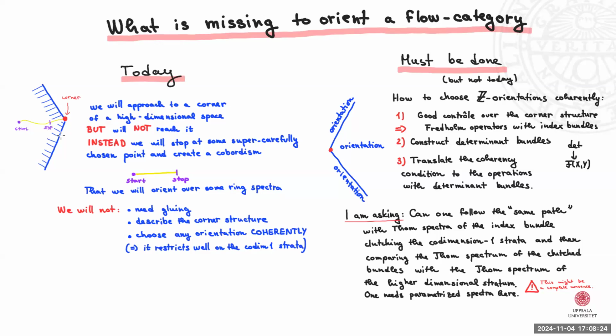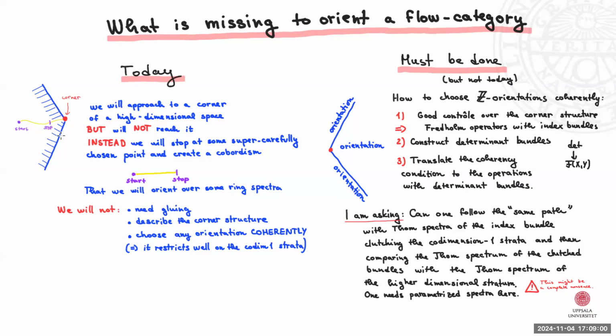We are going to approach this corner, but we are not going to really get to the corner. We will stop at some point before the corner. And this point where we will stop is going to be chosen super carefully so that this path will create a cobordism that we will somehow orient over some ring spectra so that it restricts well on the endpoints of the cobordism. So what we will not need is any gluing today, actually not even Gromov compactness.